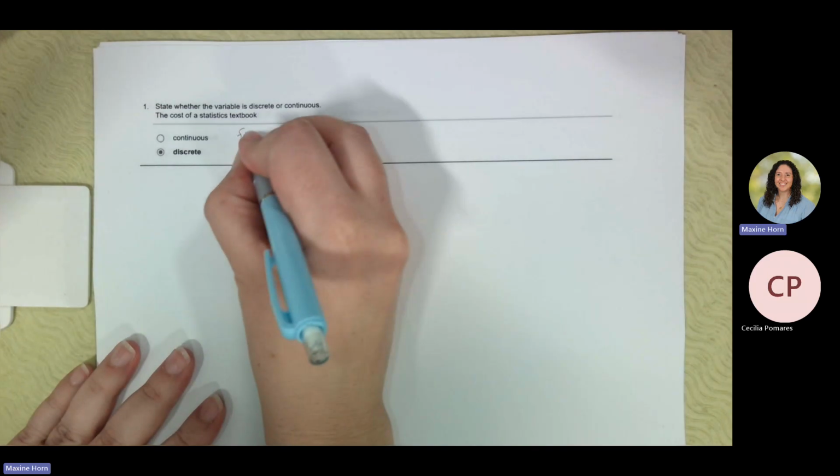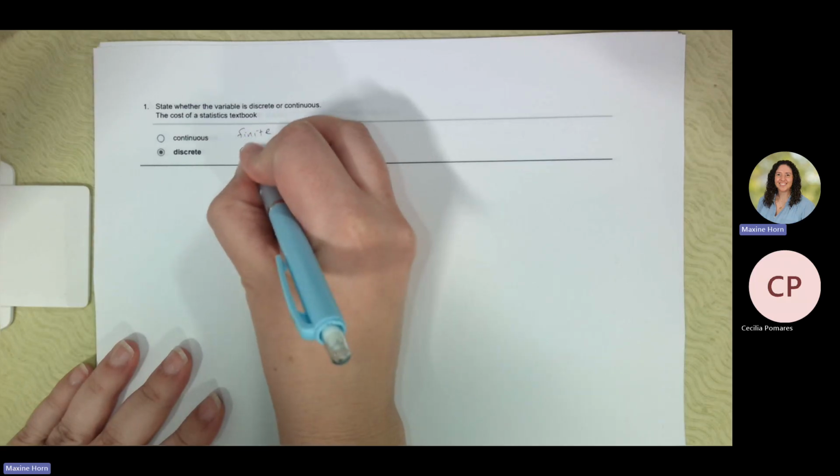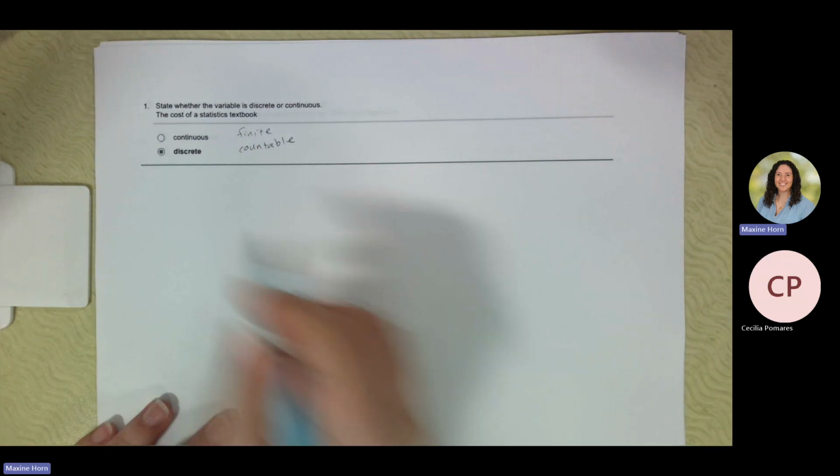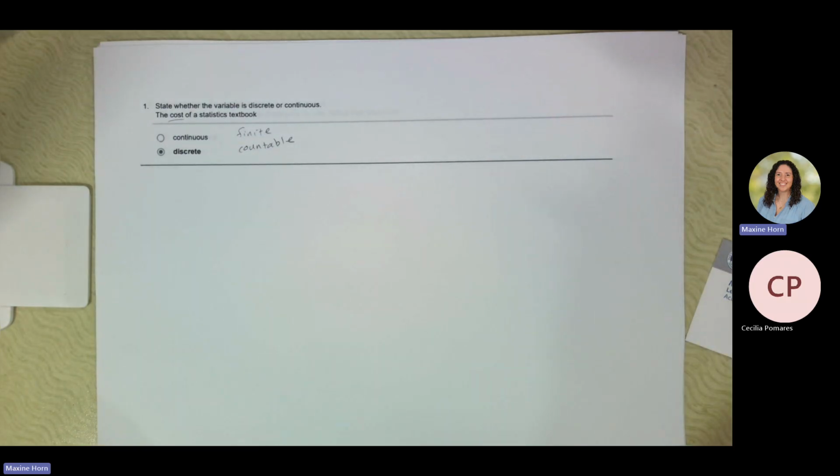Number 1, state whether the variable is discrete or continuous. It gives the example of the cost of a statistics textbook. This is discrete because it is finite. It is countable, right? The cost is a dollar amount that goes to 2 decimal places, so that's going to be a specific countable number, okay?